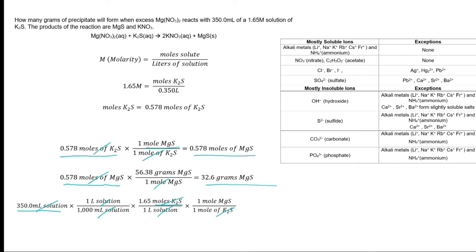And my final step is simply to convert to grams of magnesium sulfide. So again, I make sure my units cancel. I'm left with grams of magnesium sulfide. And my final answer again is 32.6 grams of magnesium sulfide.